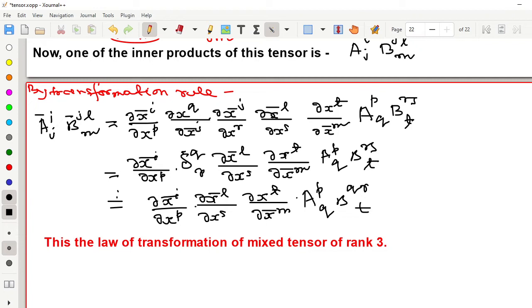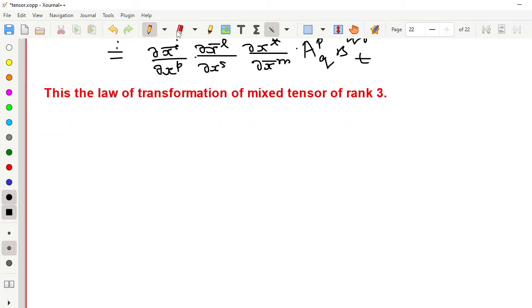But here there is an additional contraction. And we must remember that during contraction, one index is contravariant, one is covariant. In addition, one index must come from tensor A and another index must come from tensor B. So that is what an inner product is. I put a note over here: what is a scalar product?